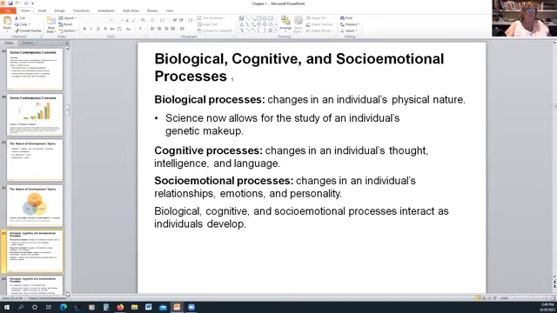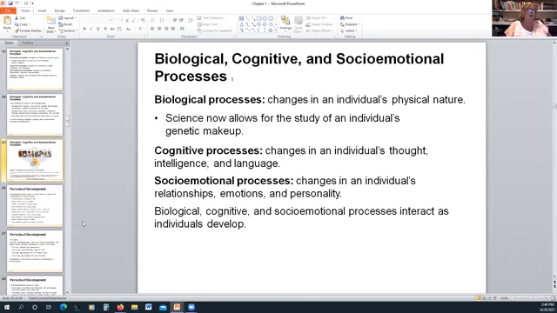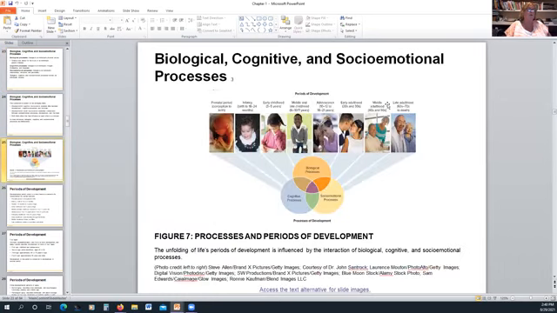So biological, of course, is the physical. The cognitive is how you think about things. Now, don't accidentally put cognitive and biological together. Cognitive talks about how you process things in your brain. Biological is the physical growth of things. And then the social emotional, of course, is your social or emotional development. And we're going to look at all of these through these periods of development. So we're going to look at the prenatal period, infancy, early childhood, middle childhood, teenagers or adolescents, early adulthood, middle adulthood, and late adulthood. The physical, cognitive, and social emotional processes at all of those age groups, okay?